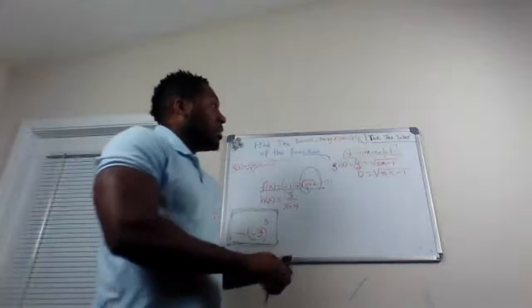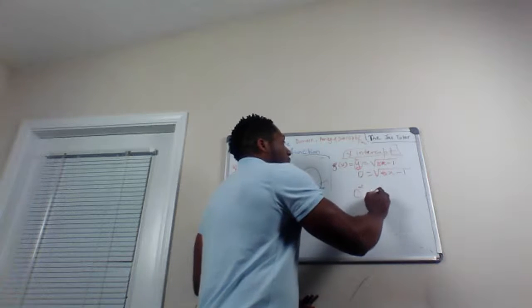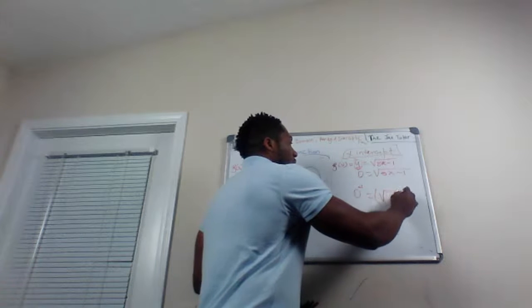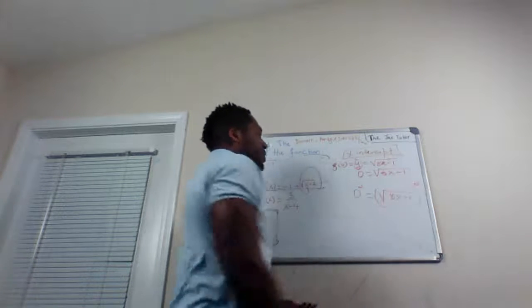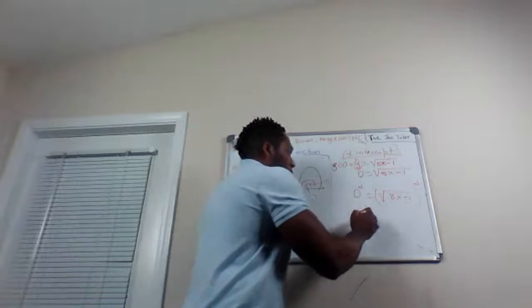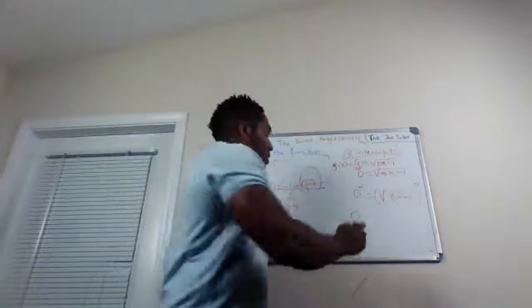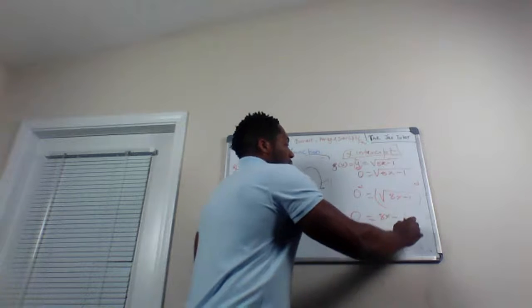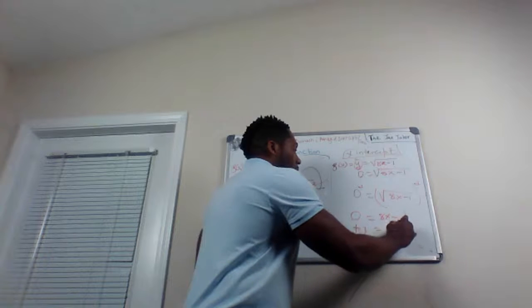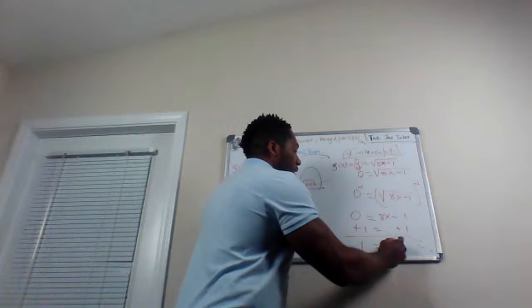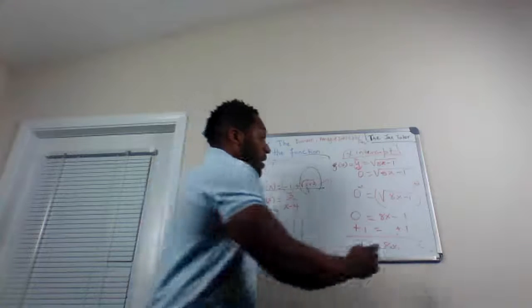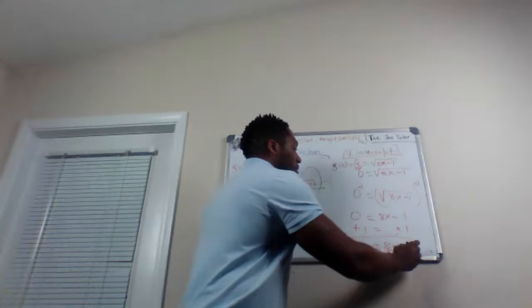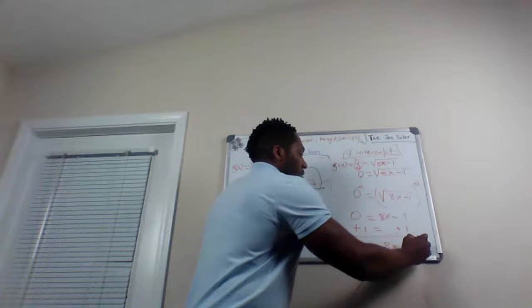So how do we solve for this? We square both sides. Square both sides of this equation. 0 squared is equal to the square root of 8x minus 1, squared. 0 squared is 0. The square root of 8x minus 1, squared, is 8x minus 1. And then you add 1 on both sides. Add 1, add 1. 1 is equal to 8x. You divide both sides by 8. X is equal to 1 over 8.